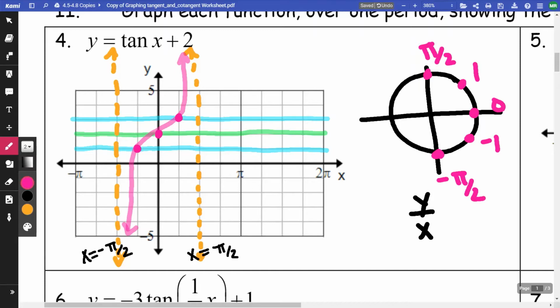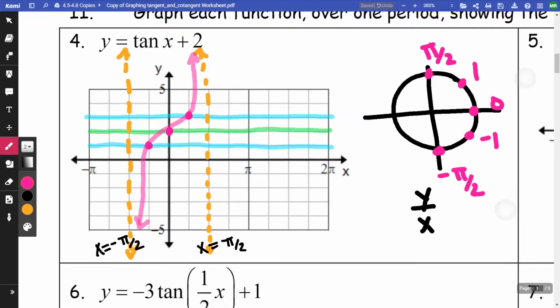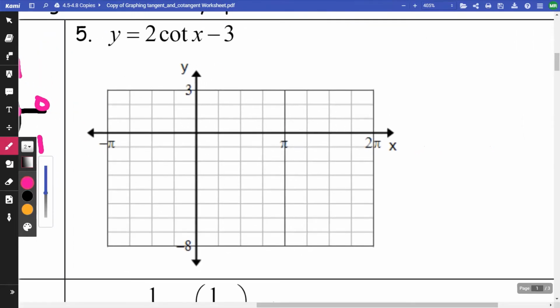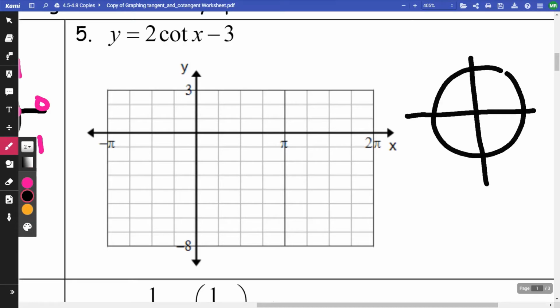For number 5, this one is a cotangent. So when I am thinking about cotangent, this is where I'm thinking about x over y. So where is my y 0, which is here and here. And so I am going to be going from 0 to pi. I am going to be plotting my 1, my 0, my -1.